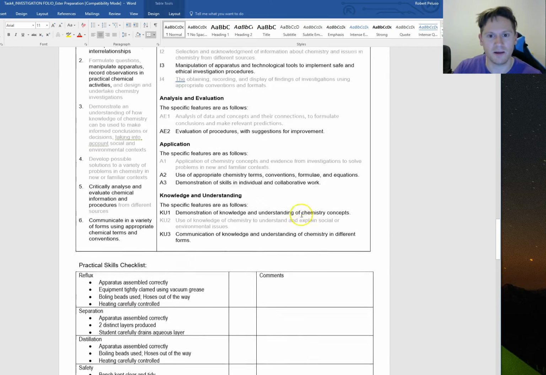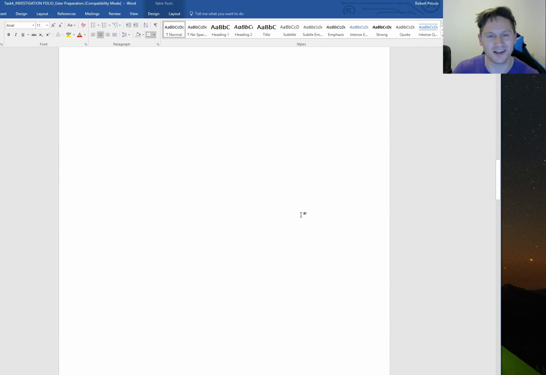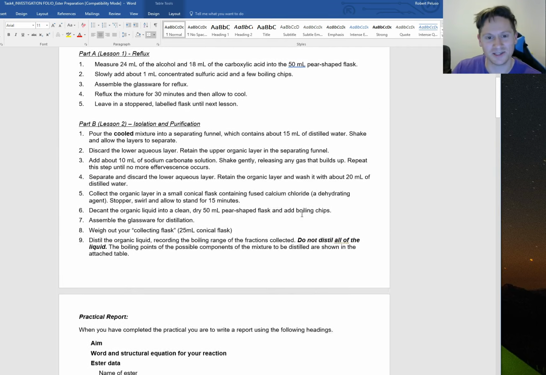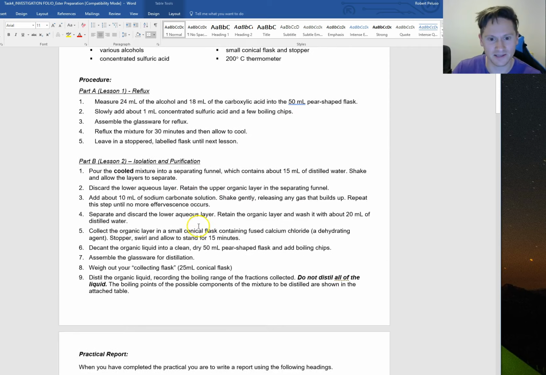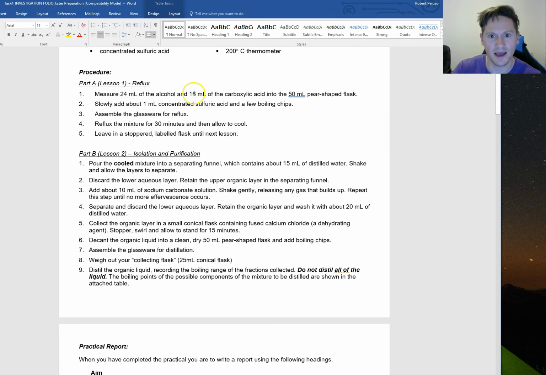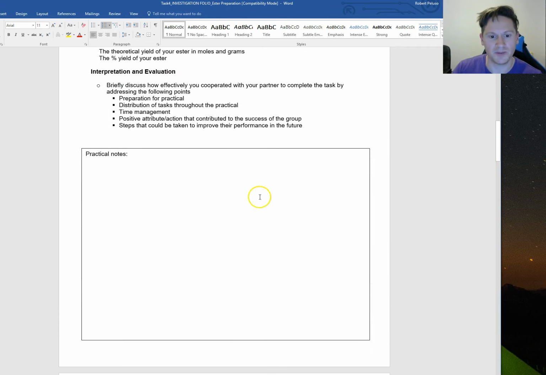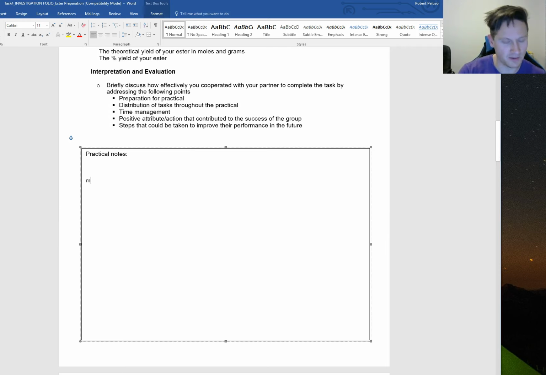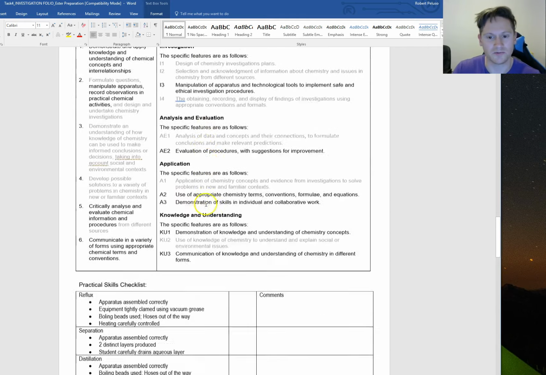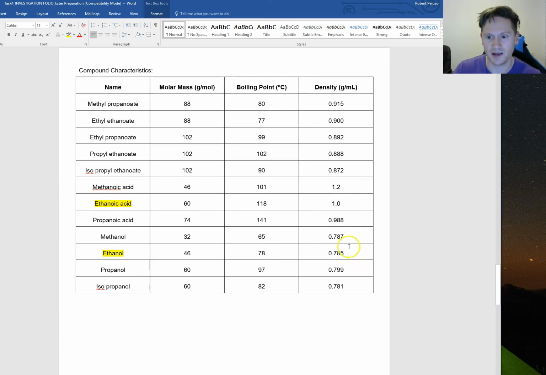So essentially, when we measured out, oh, my cat just jumped up.